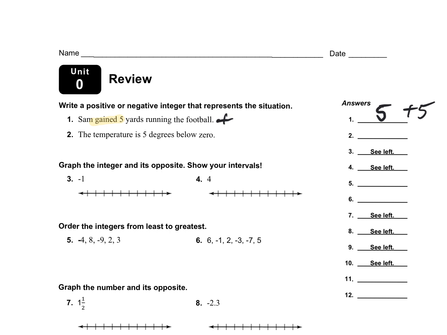All right, next one. The temperature is 5 degrees below 0. Below indicates that this should be a negative number, so I'm going to write the integer -5. Make sure you actually wrote a number here.